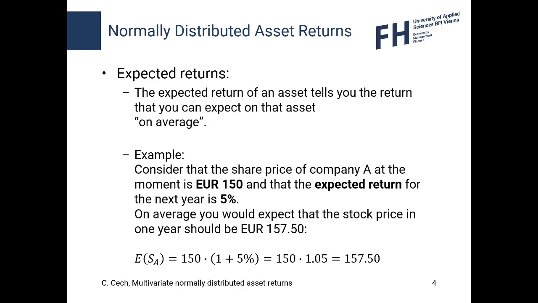And how can we calculate this? Well, here this stands for the expected value of the share price of company A, and we simply multiply the 150 euros, which is the price today, with 1 plus the 5%, which is the expected return over the next year. So 150 times 1.05, and the resulting expected price in 1 year is 157.5 euros.